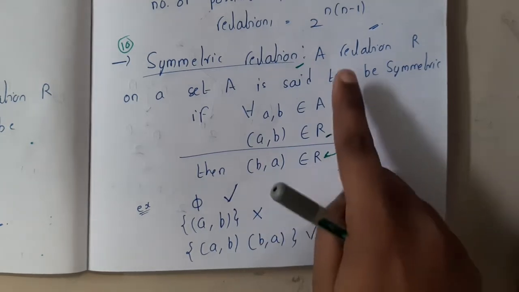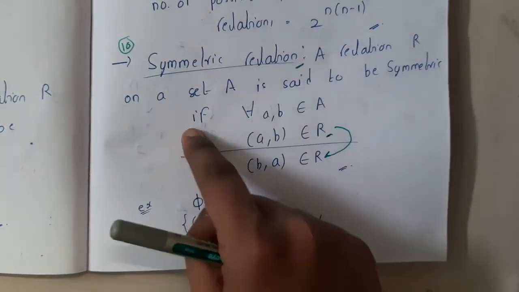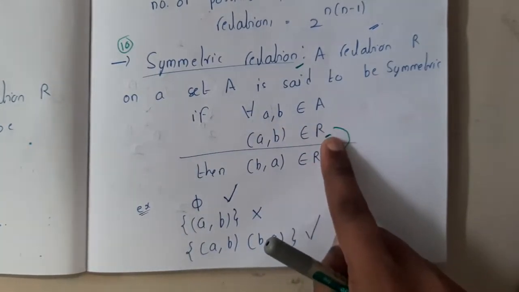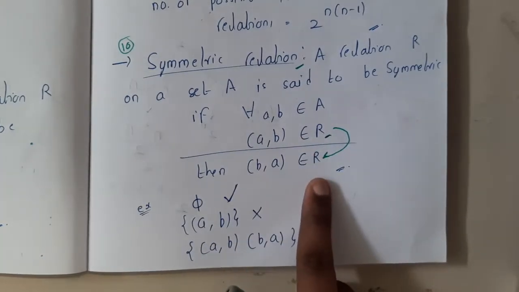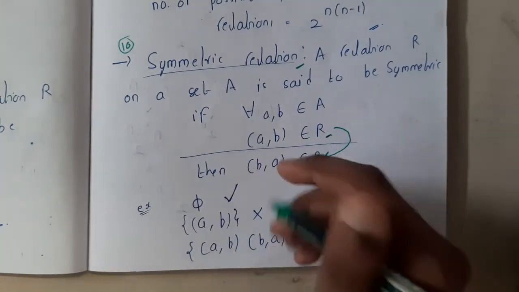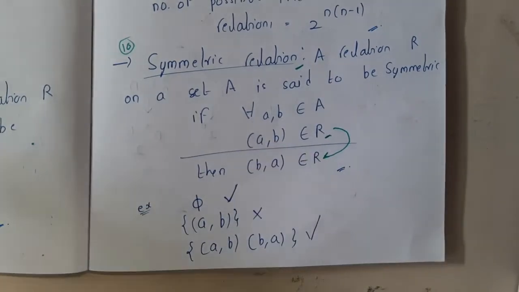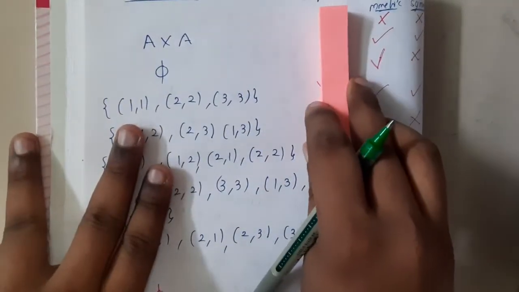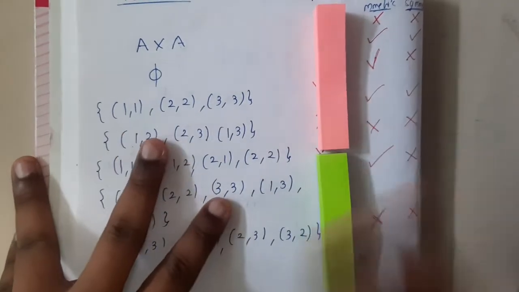Don't worry. A relation R on a set A is said to be symmetric if for all a comma b belonging to A, if a comma b belongs to R, then b comma a belongs to R. Only if a comma b belongs to R, then b comma a should belong. Now let us start solving some examples.